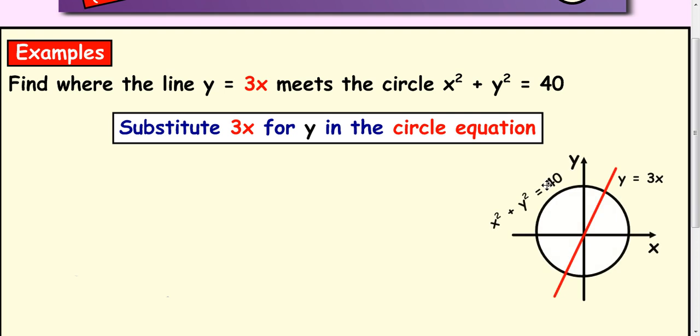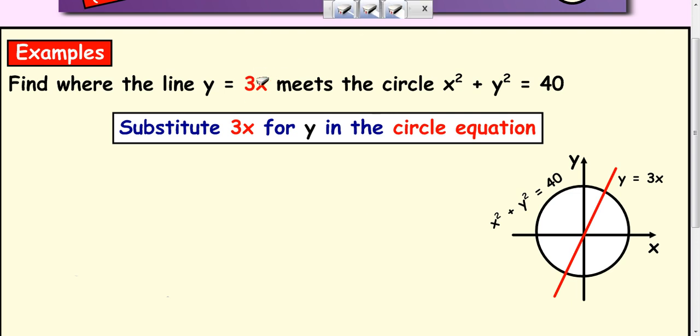Well, the circle looks like this. X squared plus y squared equals 40. Centre point 0, 0. And it's going to have a radius of root 40. And y equals 3x goes through the origin, something like this. So there's the point of intersection, and there's the point of intersection there.